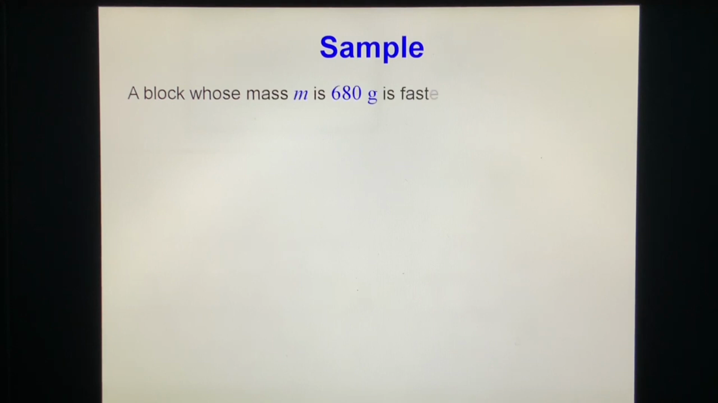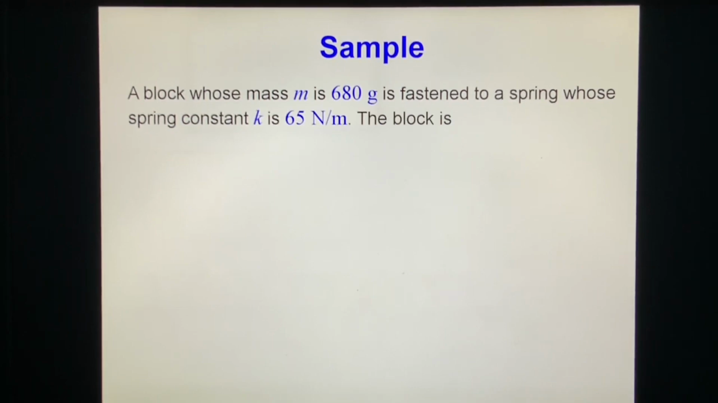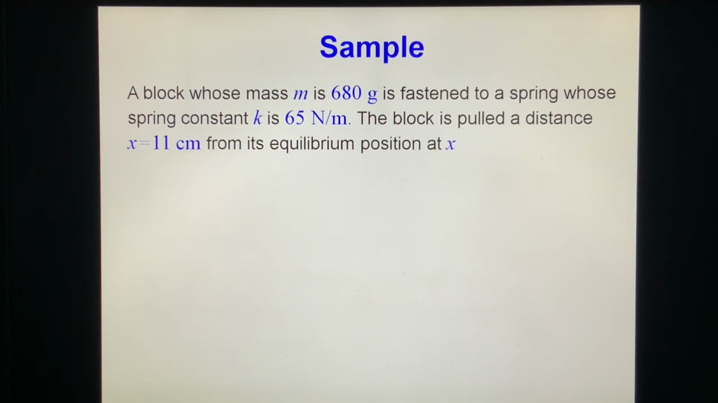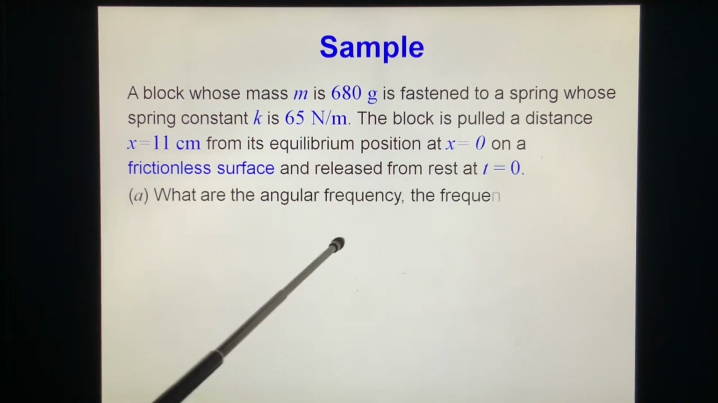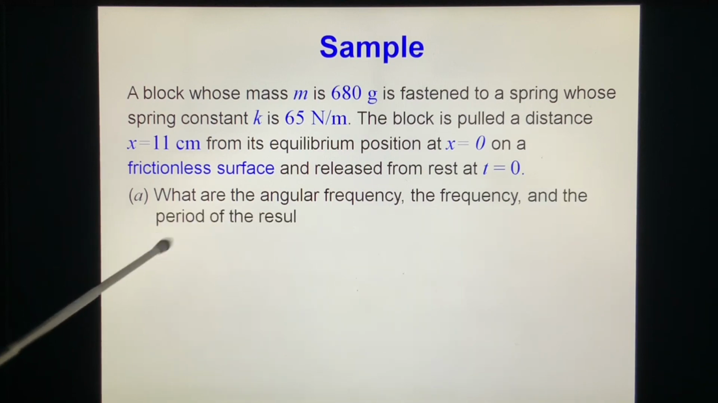A block whose mass m is 680 grams is fastened to a spring whose spring constant k is 65 newtons per meter. The block is pulled a distance x of 11 centimeters from its equilibrium position at x0 on a frictionless surface and released from rest at t equals 0. Question 8. What are the angular frequency, the frequency, and the period of the resulting oscillation?